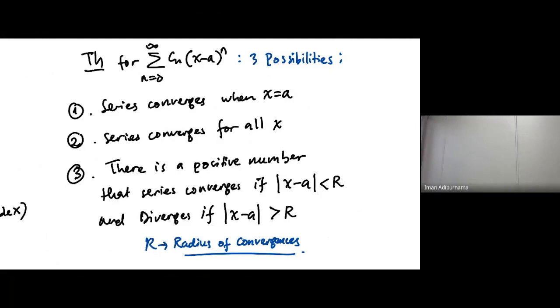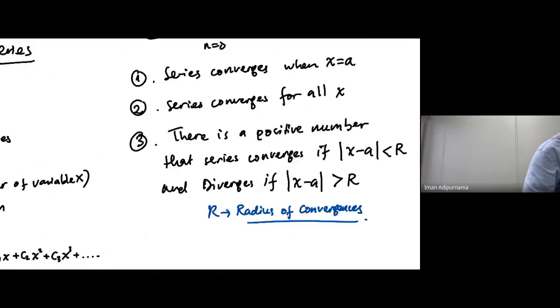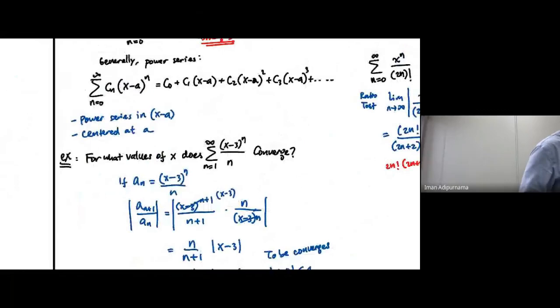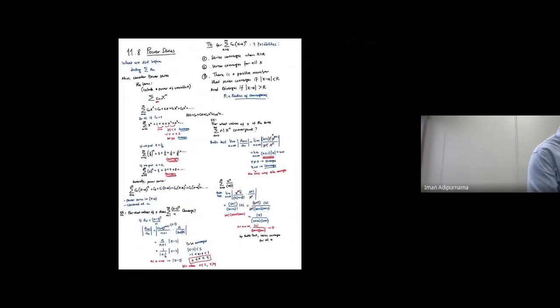So it can happen. That means the limit of n is getting zero, so all x can be convergent. And then there is some interval. We define the interval by R, the radius of convergence, and we will also define the interval of convergence. So there will be three possibilities, and especially for number three, I will write down the same thing as the example. Let me rewrite this on a new page and explain what is really happening.